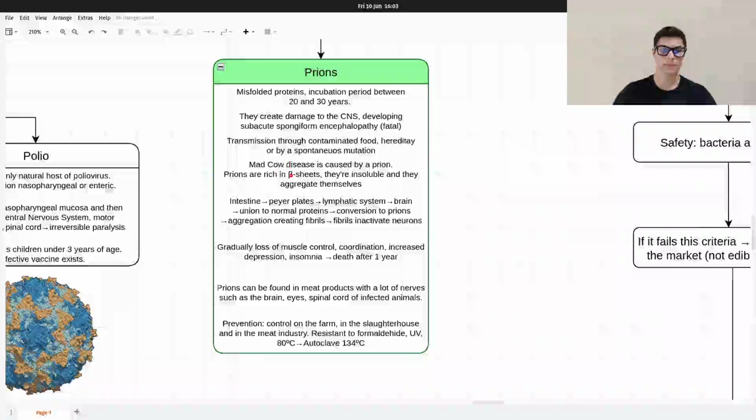Mad cow disease is caused by a prion, and prions are rich in beta sheets. They are insoluble and they aggregate, if you remember from the first video. They go from the intestine to the Peyer's patches, to the lymphatic system, to the brain. Once in the brain, they bind to normal proteins to convert them into prions. Once we have a considerable amount, they aggregate, creating fibrils, and fibrils will inactivate neurons.